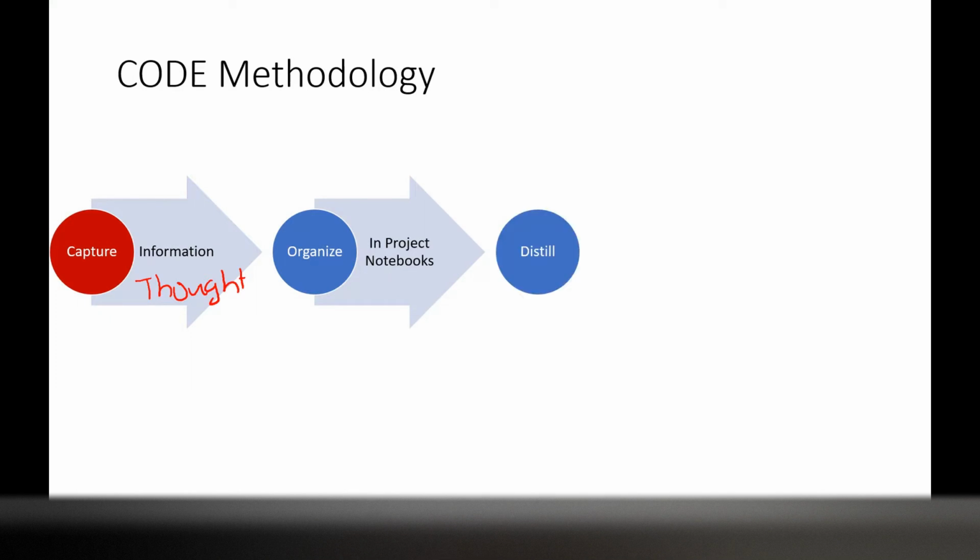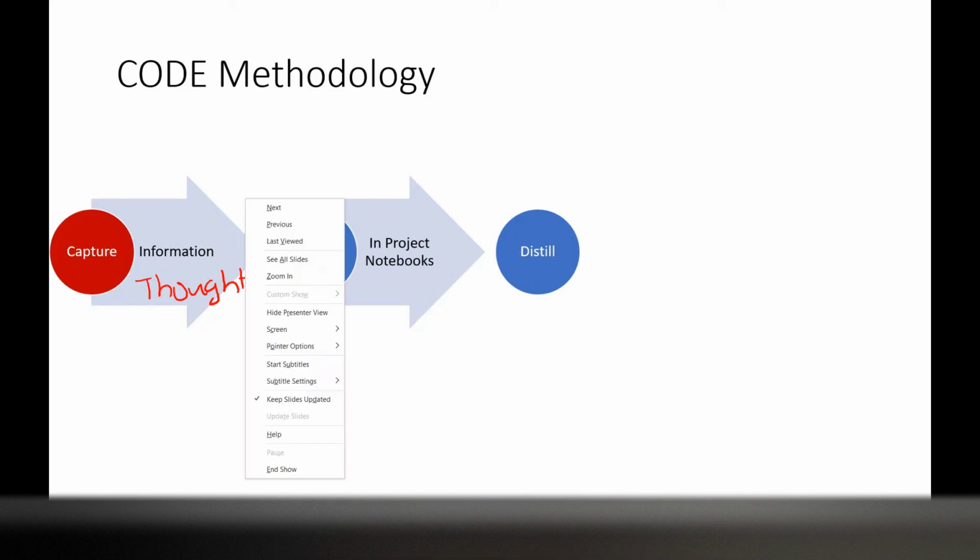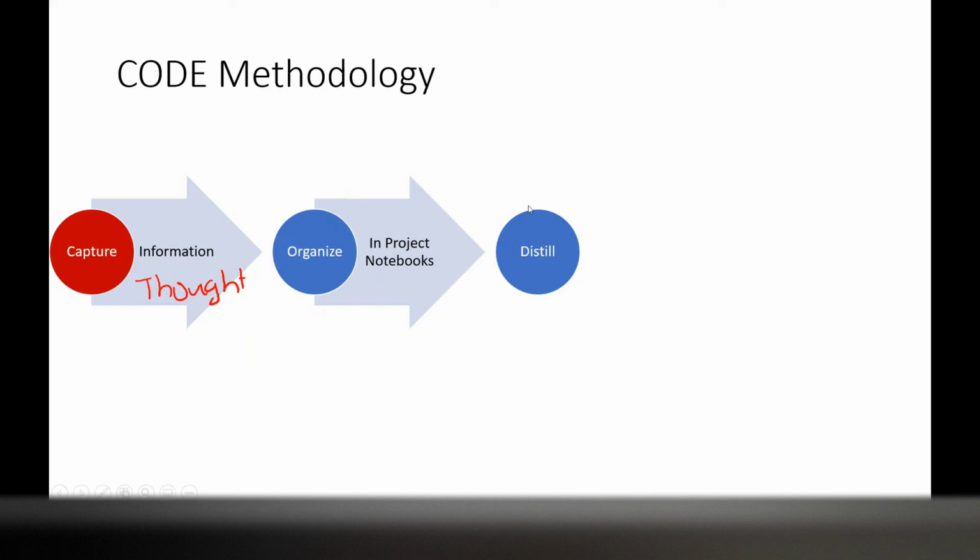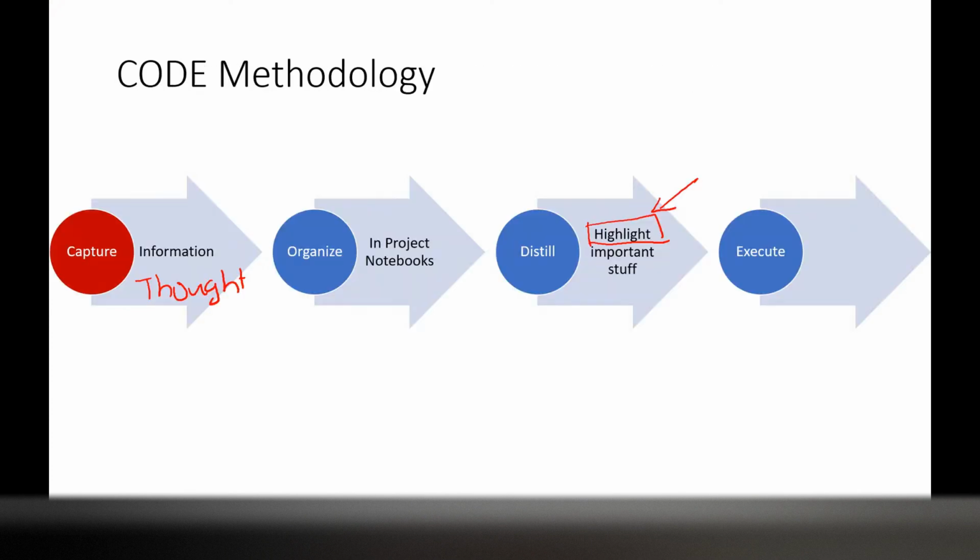Then you can further do something which is distill. Distilling is quite important, because information in its native format, we don't want to get overwhelmed by the volume of information. So when we do distilling, we can make sense of it. It's like we highlight the important stuff so that we can easily find the important stuff. And then we execute. So this is the CODE methodology for information processing.